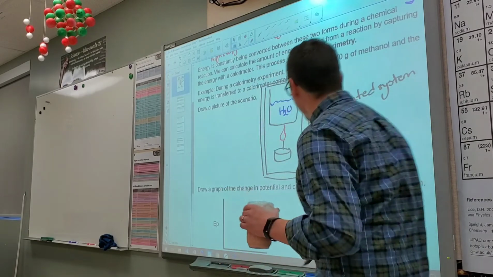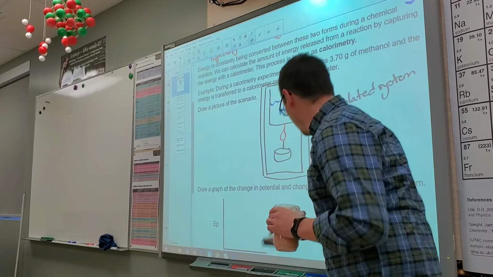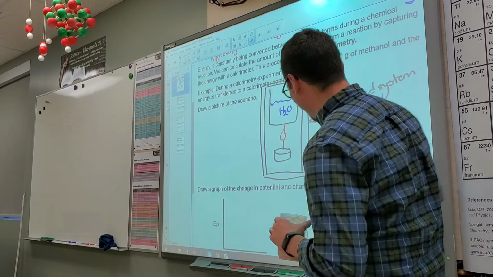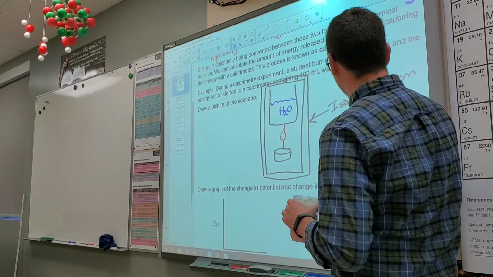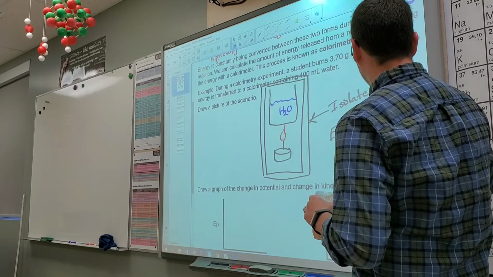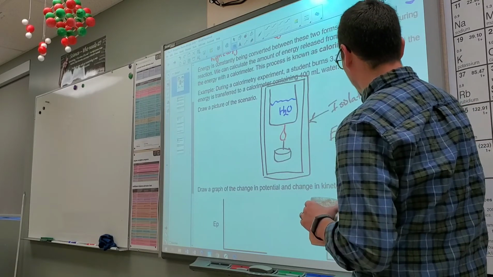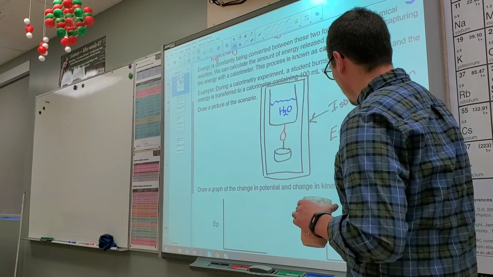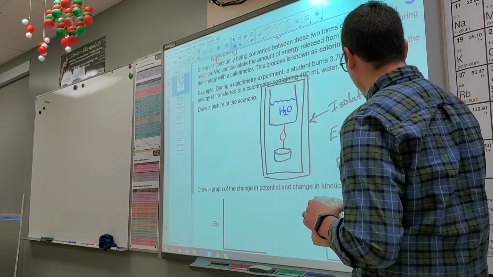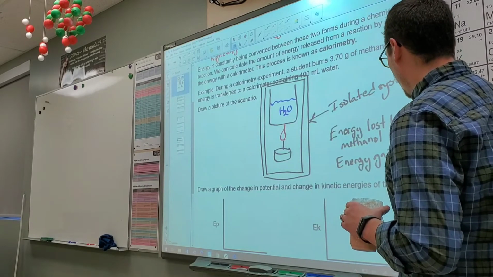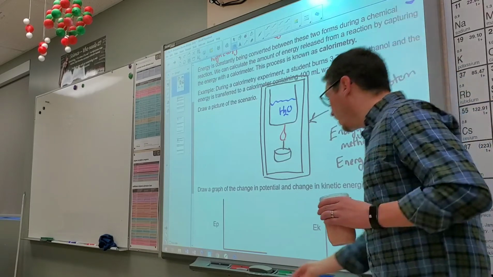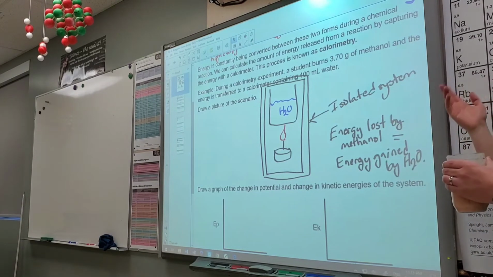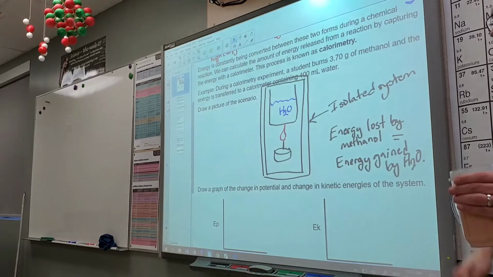So the energy lost by the methanol equals the energy gained by the water. So as long as we can figure out the energy lost or gained, doesn't matter which one, then we can figure out the energy lost or gained by the other thing, right?